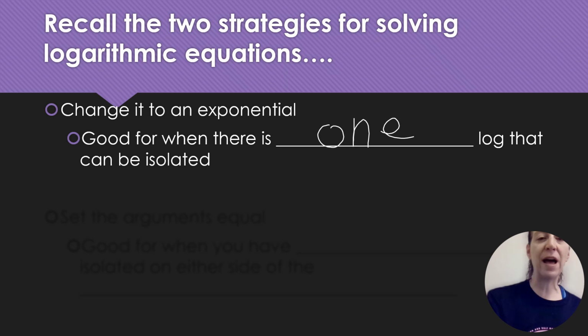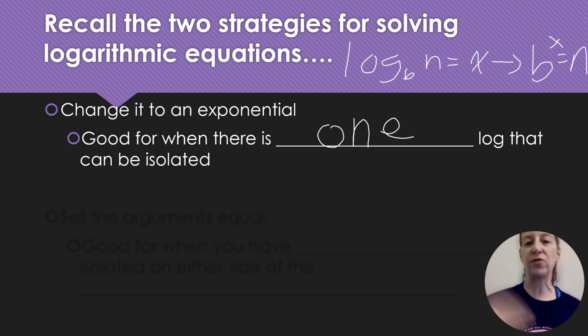And the way we do that is, of course, using this: log base b of n equals x, and then you could change that to b to the x equals n. It's the opposite direction from when we first learned what logarithms were.